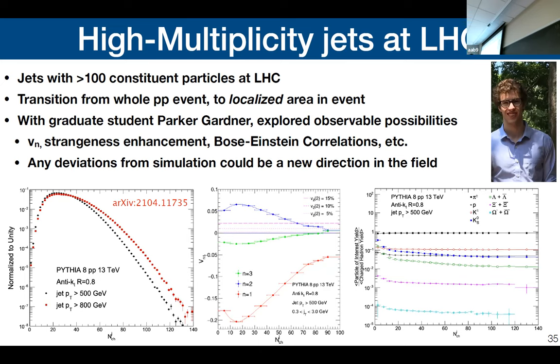So we did a study in simulation where we examined the vn, another hallmark Quark-Gluon plasma-like observable known as the strangeness enhancement, which is shown on this plot here. Things like Bose-Einstein correlations, things like this. Basically what we posit is that these simulations, Monte Carlo generators, all have very defined predictions that come mostly from the simulation model. But if we see any deviations from that, that could lead to a huge direction in the field, where this high local density environment could be used as a proxy for a smaller system than a proton-proton collision. Then we can repeat a whole research program on these high multiplicity jets.